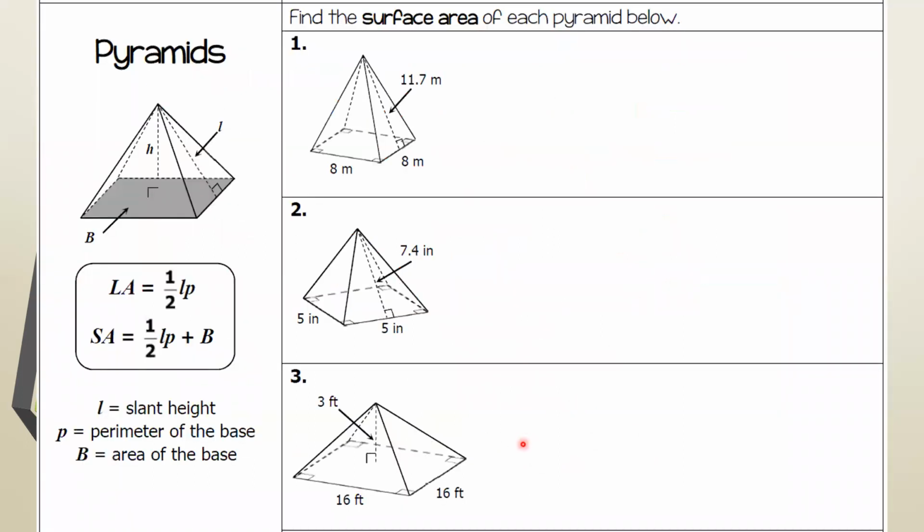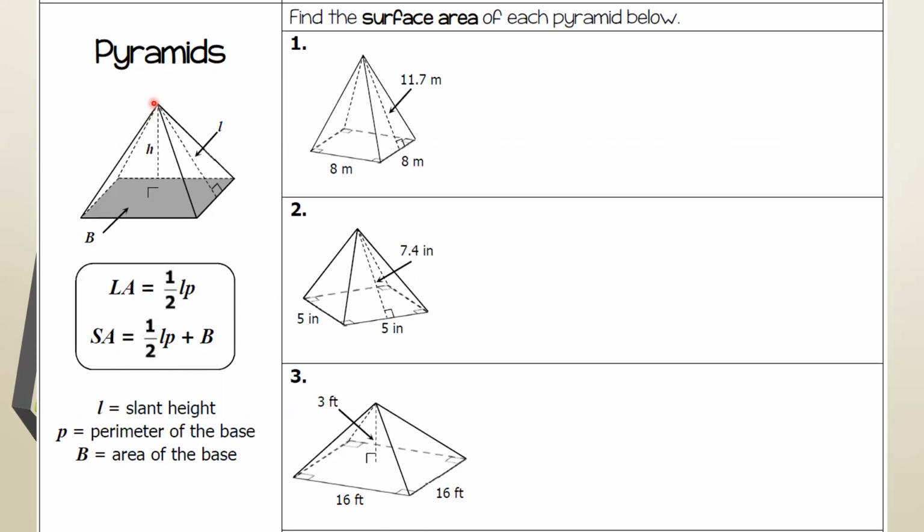Okay, now how about pyramids? Let's find the surface area of pyramids. Our pyramid has one base. That base has an area, and we call that capital B. So whatever shape the base is, we would find the area of that shape, and that would be capital B. The P stands for perimeter of the base, so we would find the perimeter of the base. And then here's a new one, this script L. This script L means slant height.